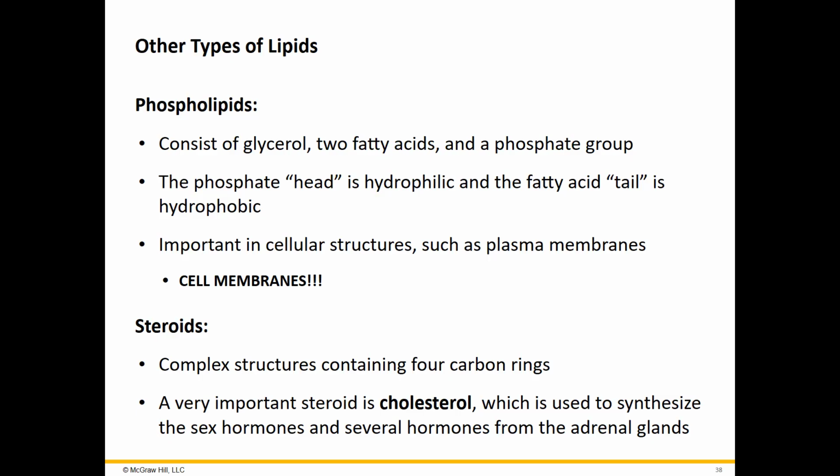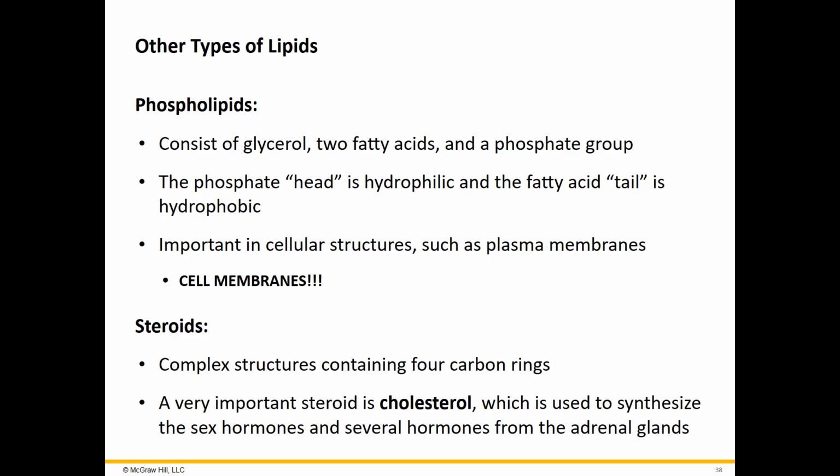So phospholipids, I want you to think cell membranes. The phosphate group is hydrophilic. The fatty acid tail is hydrophobic. It creates a barrier like in plasma membranes or cell membranes, okay? Phospholipid, phospho group. Hydrophilic head, hydrophobic tail creates cell membranes, plasma membranes. It creates structure, okay? It contains the fluid sac that is the cell.